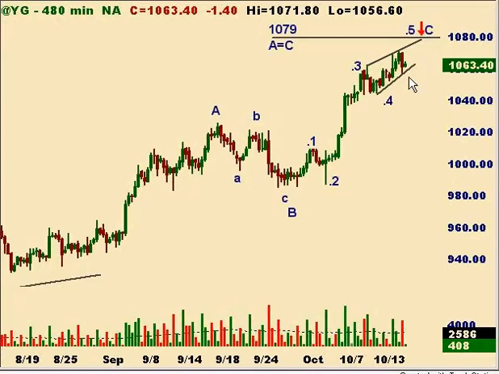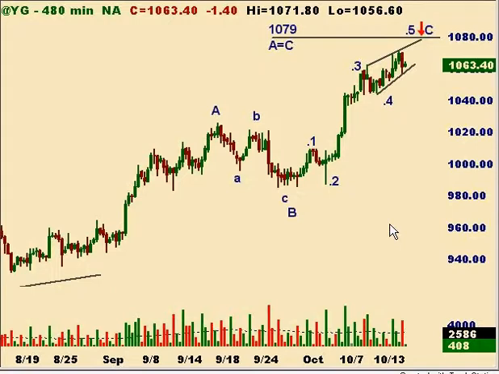The final leg up is also developing into a possible wedge, and just another relatively small rally would take us to the top of that wedge right at around 1079. Now 1079 is where C will be equal to A. Again, that's a typical classic Elliott wave relationship, and we'll see how it develops.